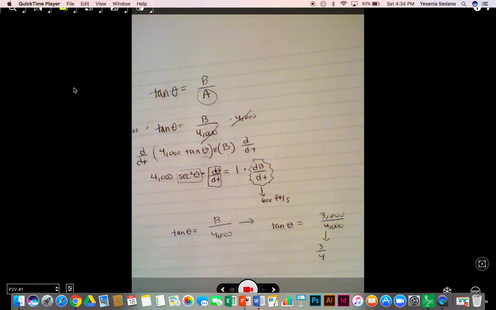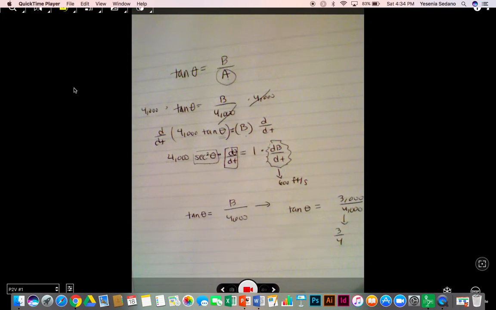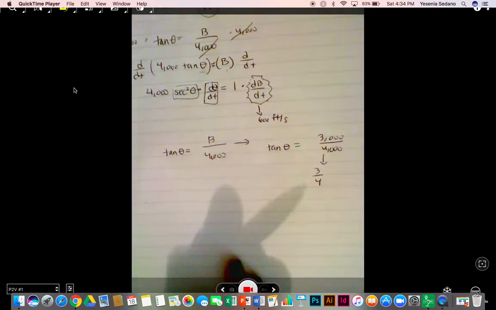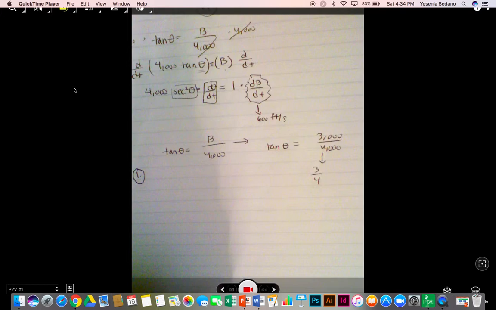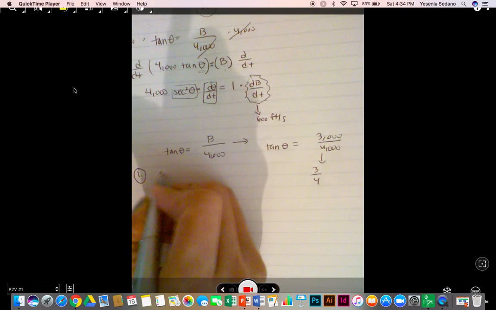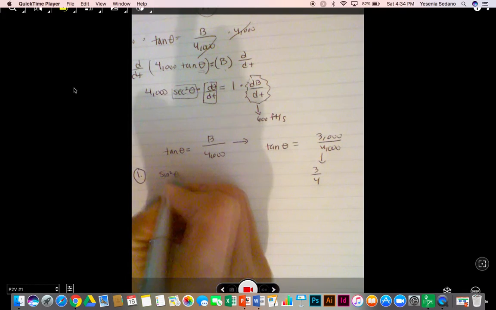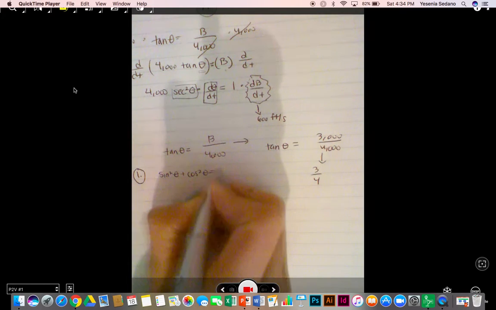Now, something that colleges also expect math students to have in their brain is the Pythagorean identities. Last year, when we were together, we learned about the 3 Pythagorean identities. One of them was sine squared theta plus cosine squared theta equals 1.